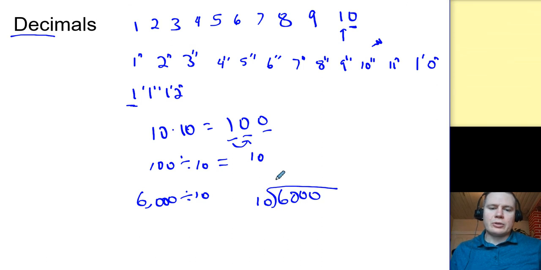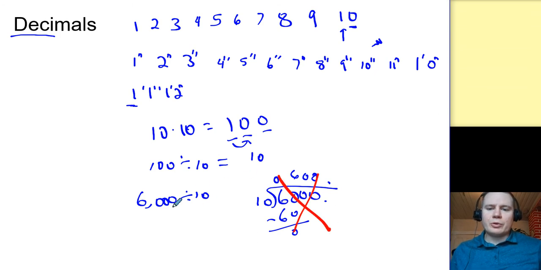10 goes into 6, now 10 goes into 66 times. 10 times 6 is 60. Now the decimal point's over here, so I have no remainder, but the 6 is in the hundreds place, so I have to bring these zeros up to show that the 6 is in the hundreds. That's kind of a lot of work. That's a bit of a waste of time here.